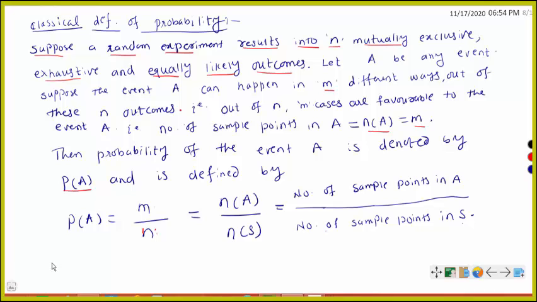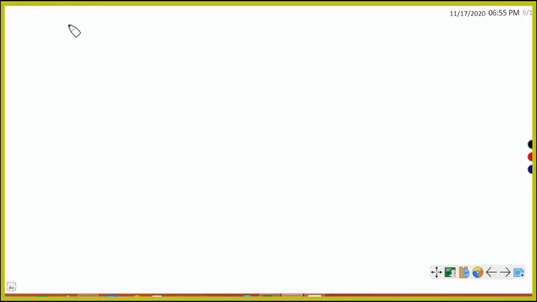Now, a remark. Here m is always less than or equal to n, and m may be 0 or greater than 0. So m lies between 0 and n, that is, 0 is less than or equal to m is less than or equal to n. Why? Because out of the total outcomes, only m cases are favorable to the event A.